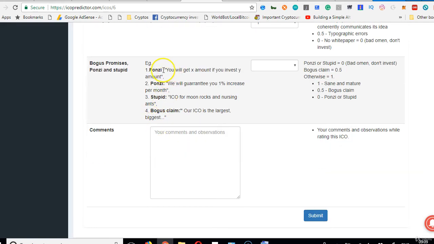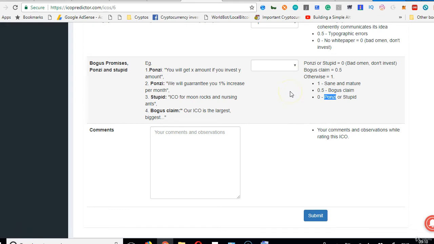Then if they're making bogus promises, some ICOs make big bogus promises. They will tell you that our ICO will increase by 10% every day. You pay us XYZ, then at the end of the year, we pay you exactly. So if they promise you an exact percentage of payback, then it's a Ponzi. You understand? If they promise to build a super whatever AI system that can move the world out of orbit and stuff, if they make bogus claims, then we give them 0.5. If it's a Ponzi, if they promise any certain amount that they must pay you back, then it's a Ponzi.